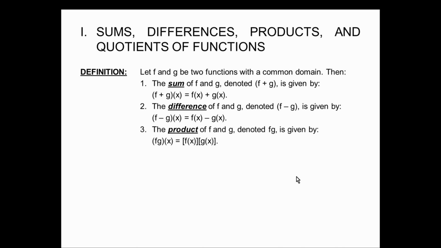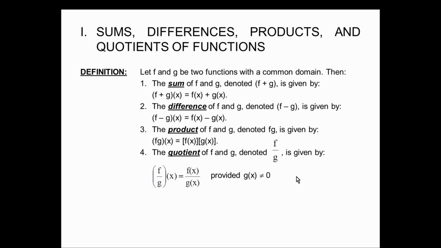Number three, the product of f and g, denoted as fg, is given by fg of x is f of x times g of x. If I needed a simple word to describe that, I would say FOIL. But if you remember back with polynomials, there was more to multiplying polynomials than FOIL, so in general there's more to multiplying functions than just FOIL.